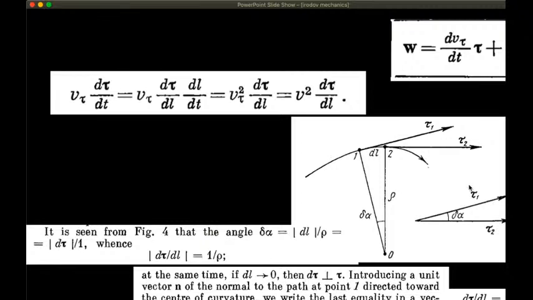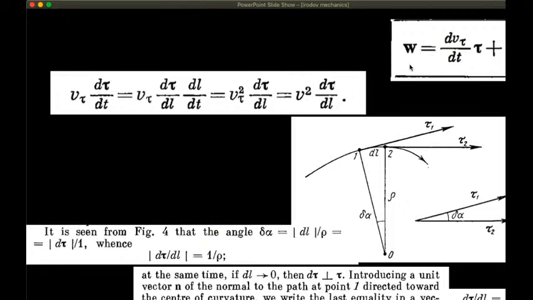And tau value is 1. Reason being because it is a unit vector, unit tangential vector. So d tau by 1 would be equal to d alpha, which would be equal to dl by rho. From this I can get the value of d tau by dl, which is equal to 1 by rho. So in place of d tau by dl, I could substitute this 1 by rho.